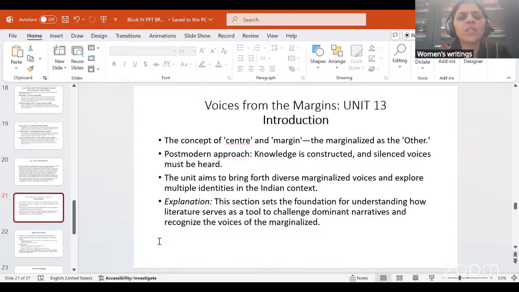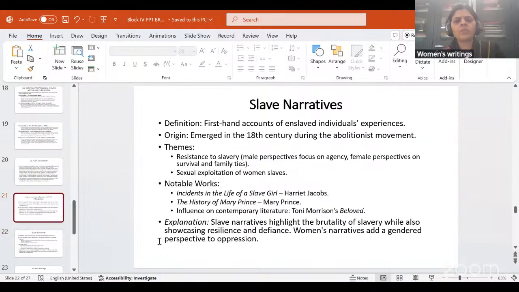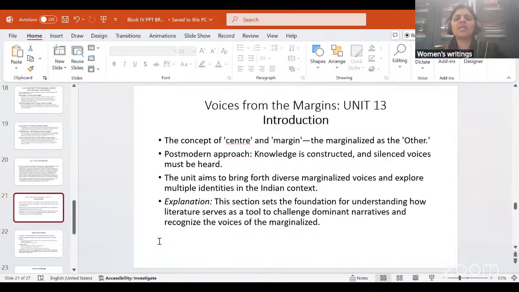Now you see Unit 13, where we talk about the concept of center and margin. The marginalized are seen as the others. The postmodern approach comes into the picture. Knowledge is constructed and silenced voices must be heard, is what the postmodern approach tells.